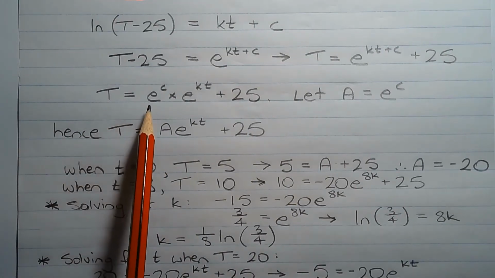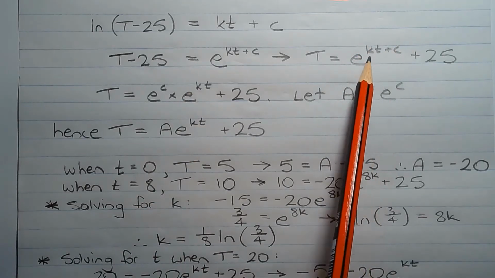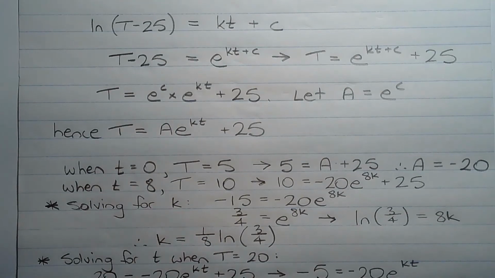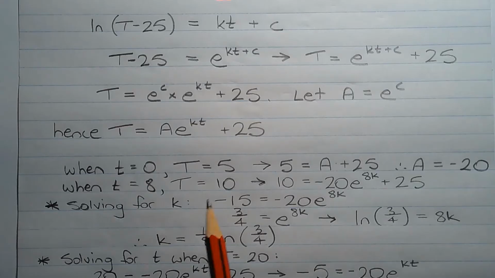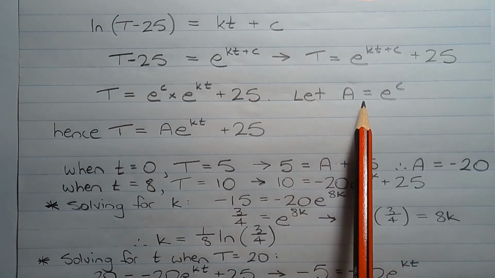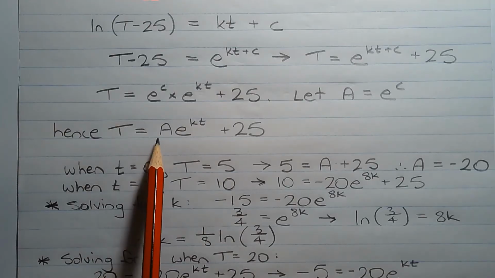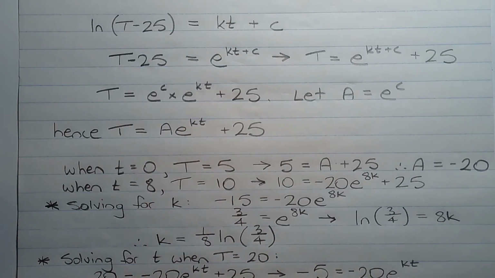T is equal to e to the power of c multiplied by e to the power of kt. So that's breaking up this index there and writing it as a product of two terms. Now, e to the power of c is also a constant. So we're going to let capital A equal e to the power of c. Hence, capital T is equal to capital A multiplied by e to the power of kt plus 25.